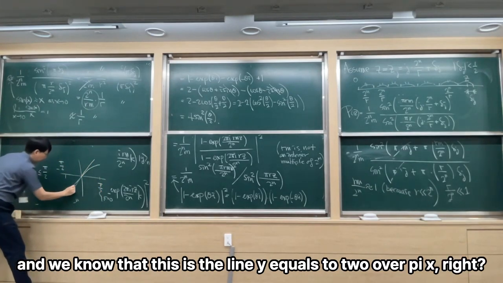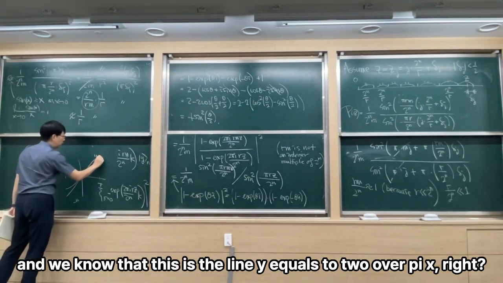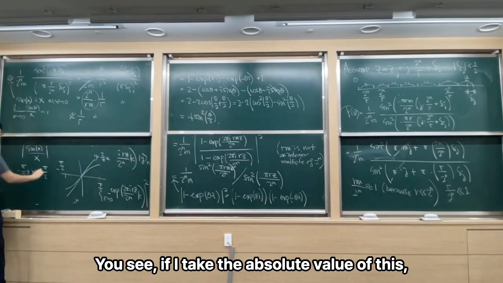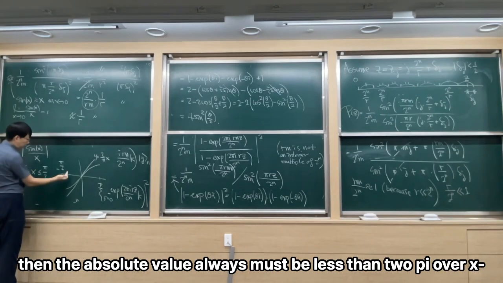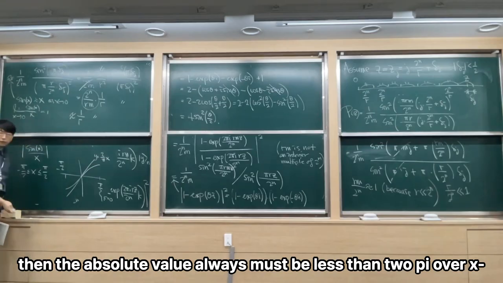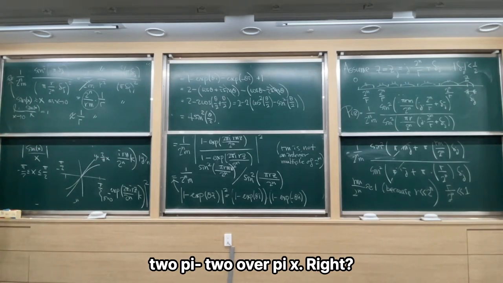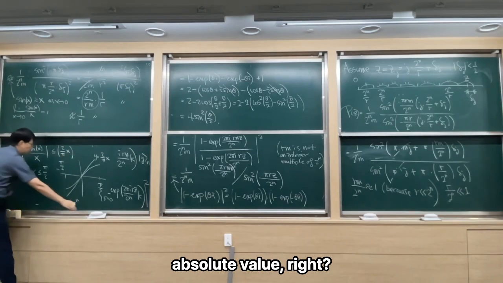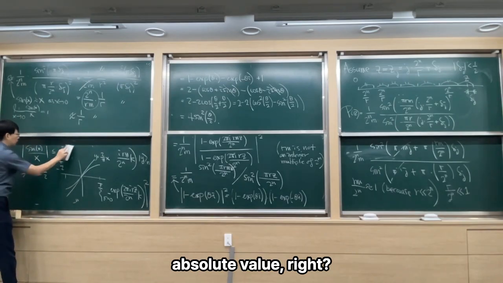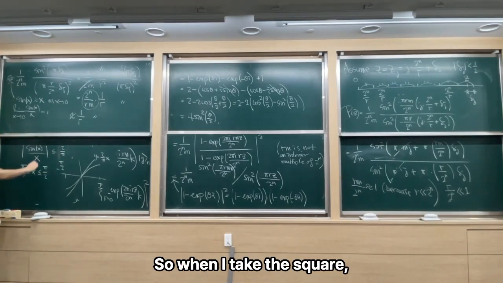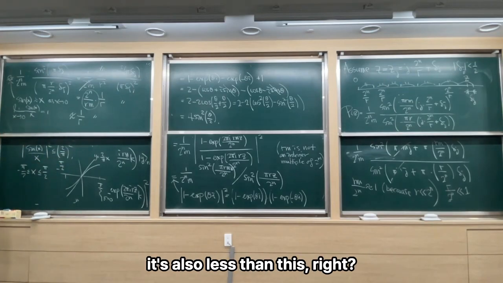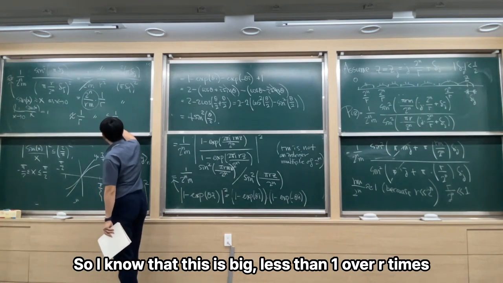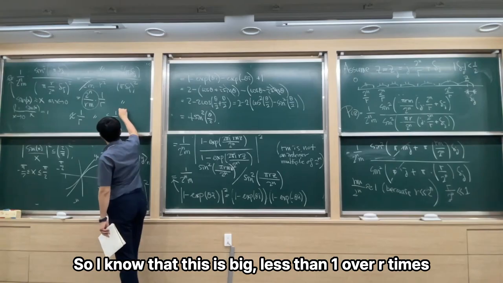And we know that this is the line y equals 2 over pi times x, right? You see, if I take the absolute value of this, then the absolute value always must be less than 2 over pi times x, right? So this is always less than this, the absolute value, right? Or just this, right? So when I take the square, it's also less than this, right? Because of the graph. So I know that this is less than 1 over r times 2 over pi squared.